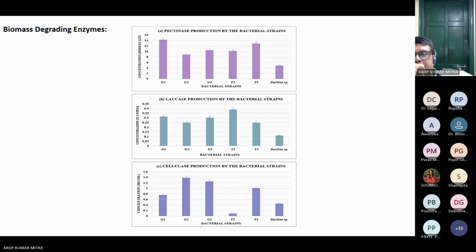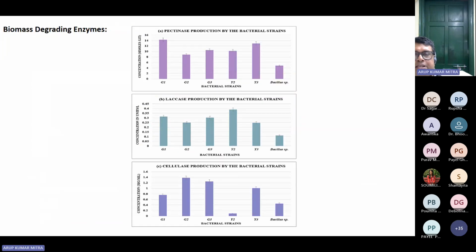More or less, in comparison to normal Bacillus, all of them could degrade biomass, through the degradation of pectin, through the degradation of plant secondary wall substances, laccase, and also cellulase. And these are really very important in terms of agriculture, because where you don't get good soil, to create that soil you need to degrade that particular biomass, and that is ideally done by this particular bacteria.